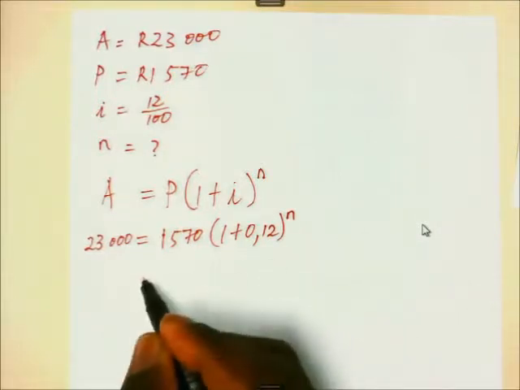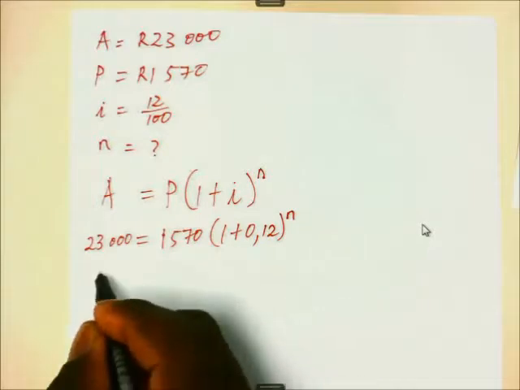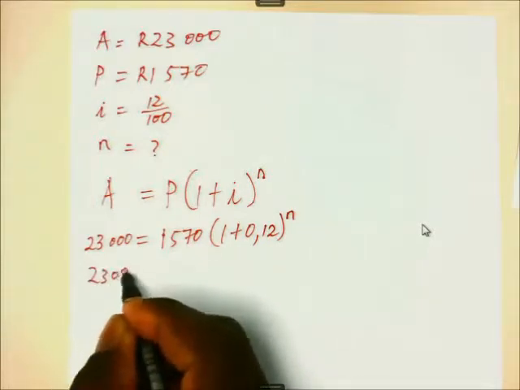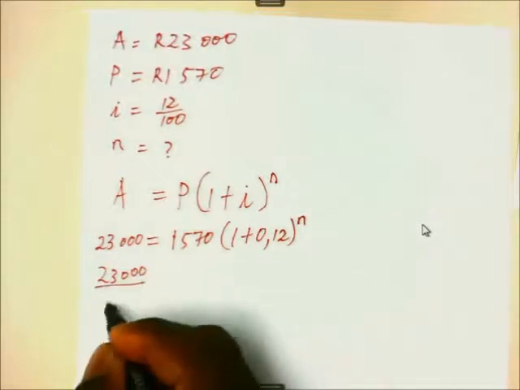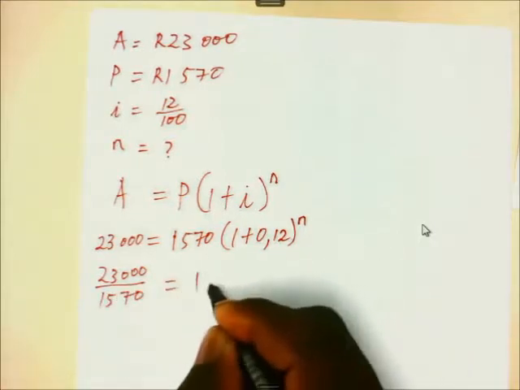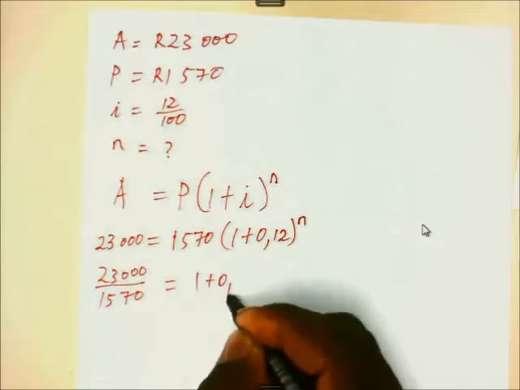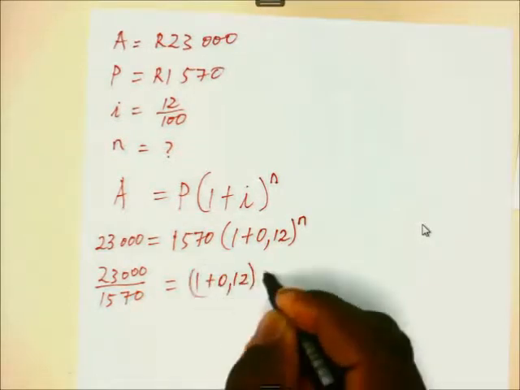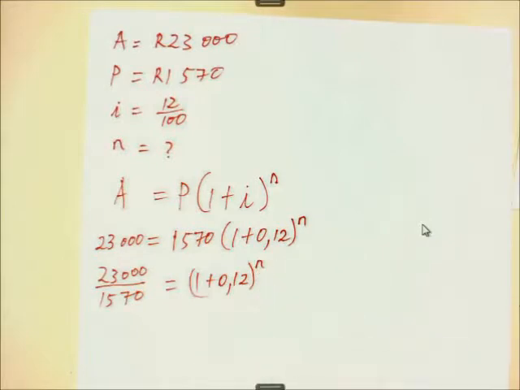What's going to be the first step here? We're going to have 23,000 over 1,570. According to the laws of equations, this is multiplied, so we can divide by it, and then we're left with 1 plus 0.12, all raised to the power of n. All right, so now what is the next action you think? As I've made you aware, we're going to deal with the logs.